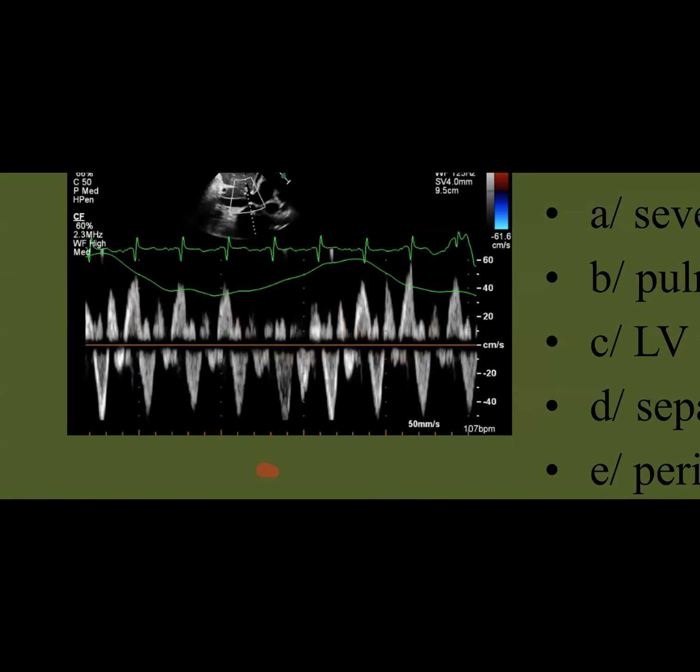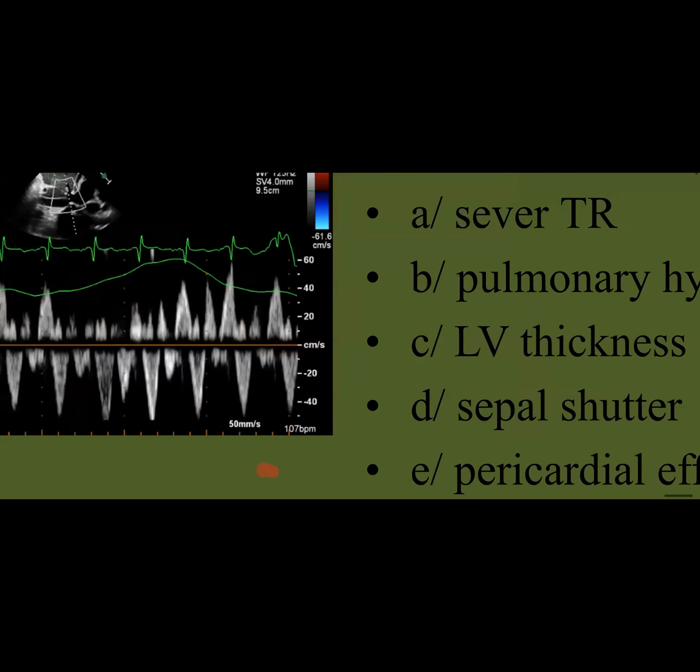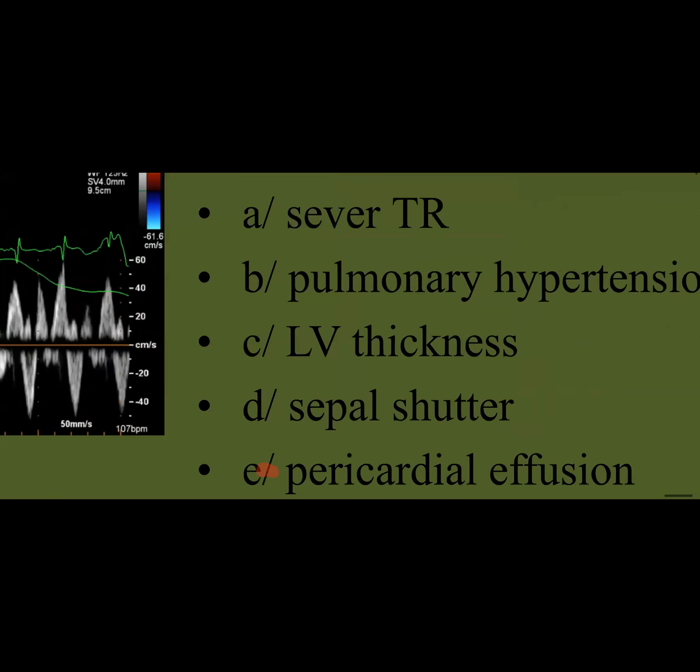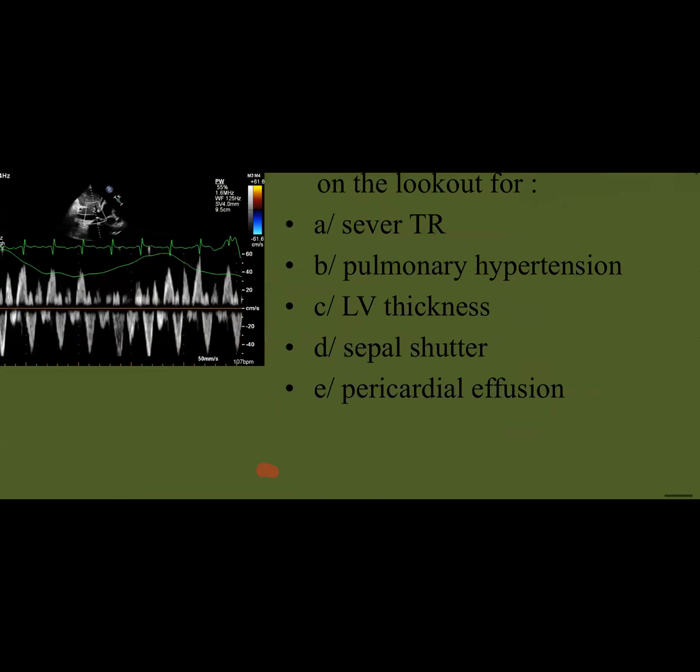So if this is constriction, which one are you going to look for here? Severe TR, pulmonary hypertension, LV thickness, septal shudder, or pericardial effusion? The septal shudder, this is the septal shudder and bounce and stuff like that. Okay, good.